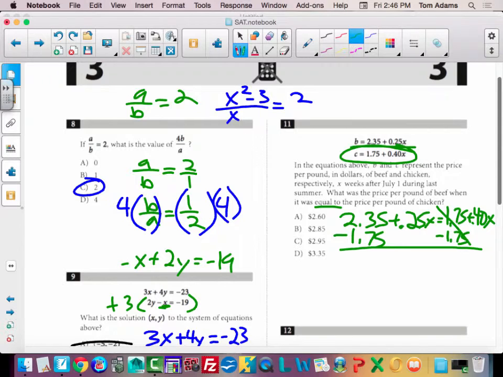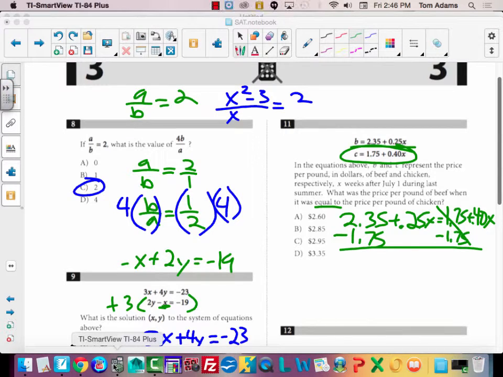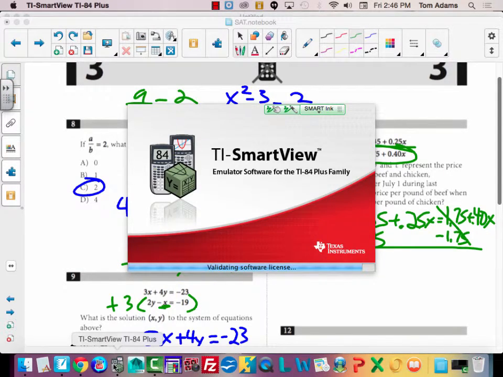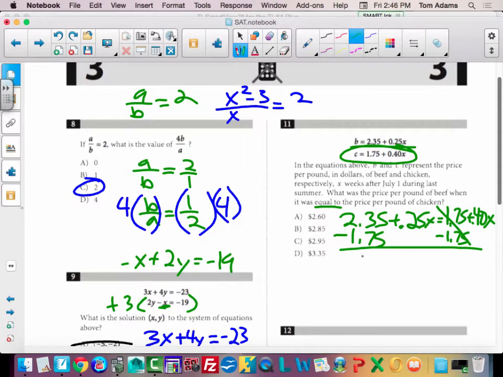1.75, these cancel. I got my calculator. Let's do this. No calculators? Oh, no calculators. Oh, I gotta use my head. What is that? 60 cents? It's 60, yeah. All right. No calculators allowed. 60 cents.